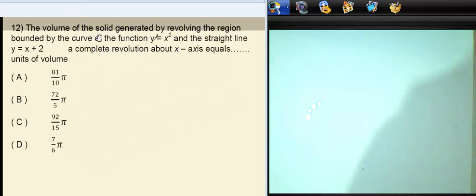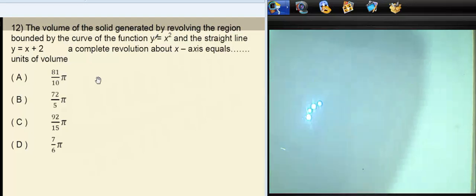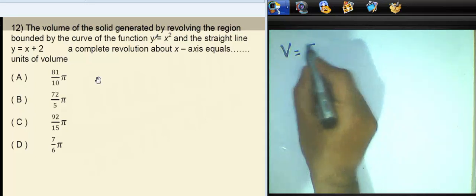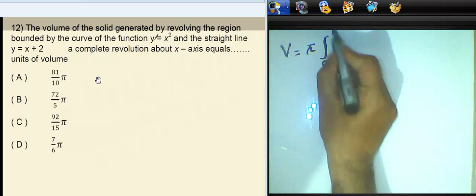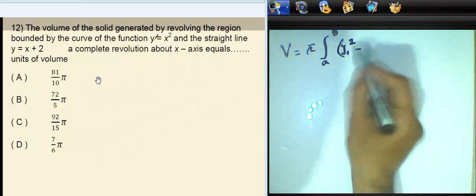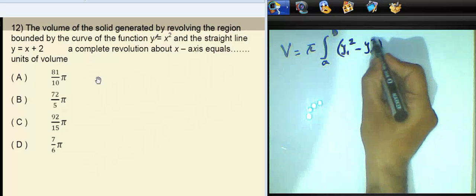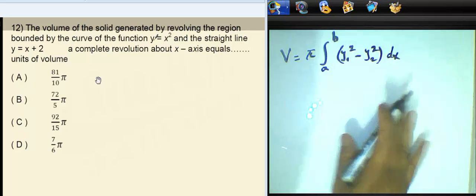Question 12. The volume of the solid generated by revolving the region bounded by the curve of the function y equals x power 2 and the straight line y equals x plus 2, a complete revolution about x axis, equals what unit of volume. We know the volume about the curve function and the straight line, cut of them. The volume equals pi multiplication integration from a to b, y1 power 2, the top function, the curve, subtract second function, the down here, power 2 dx. Okay, it's the rule about this function.